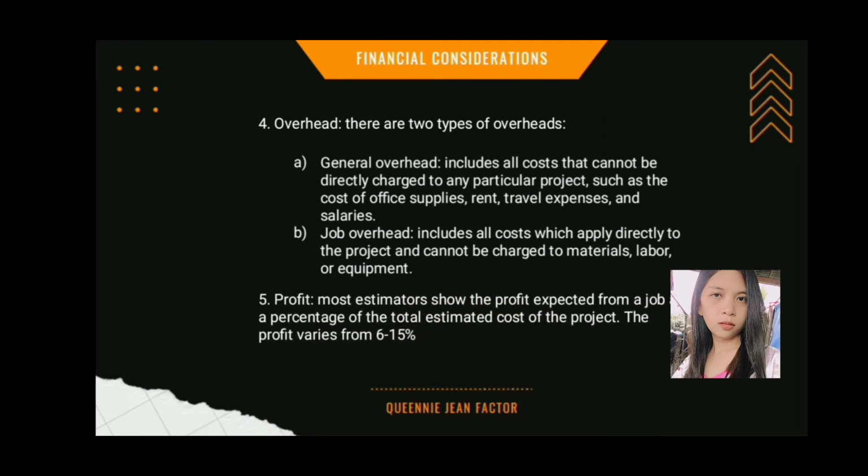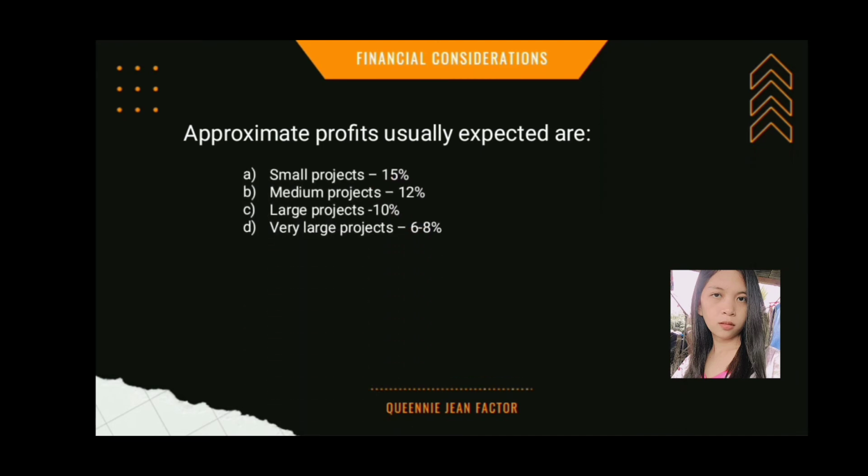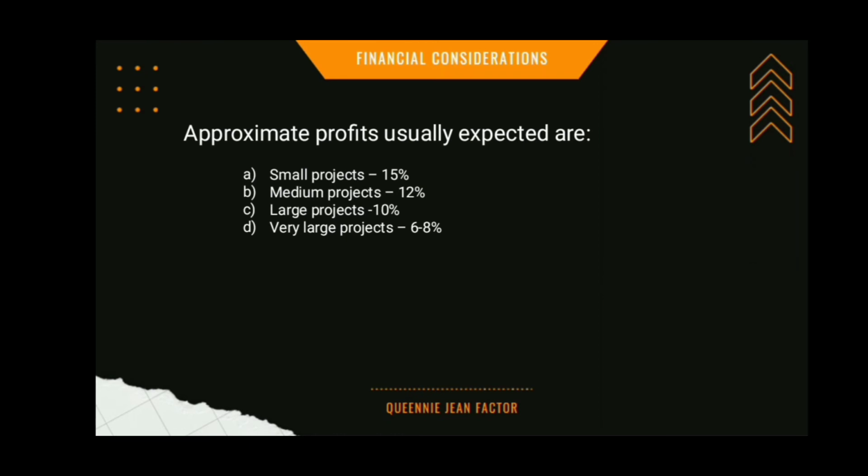Most estimators show the profit expected from a job as a percentage of the total estimated cost of the project. The profit varies from 6 to 15%. Approximate profits usually expected are small projects 15%, medium projects 12%, large projects 10%, and the last one, very large projects 6 to 8%.